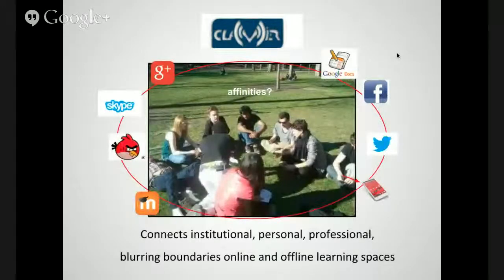Right, next slide, please. Klaviyo connects affinities, and it can cross institutional, personal, professional spaces which are online or offline. So we are witnessing more and more a blurring of boundaries. You can see here a group of students. They could be talking about anything. We don't know. But that is actually the key to Klaviyo. It's joining affinity across spaces. Thank you very much, Marcin.